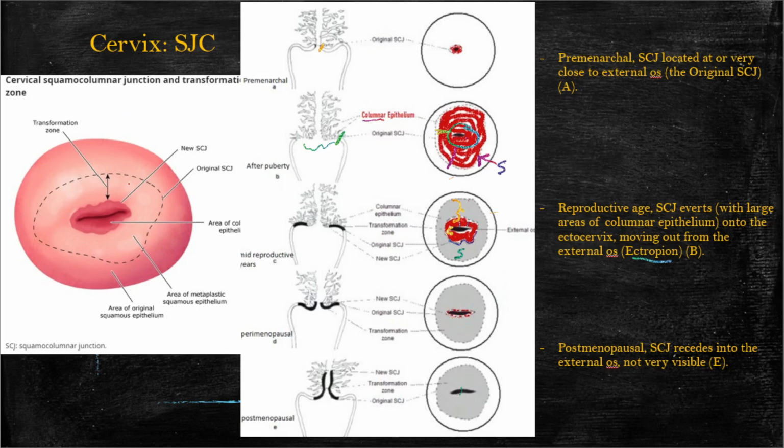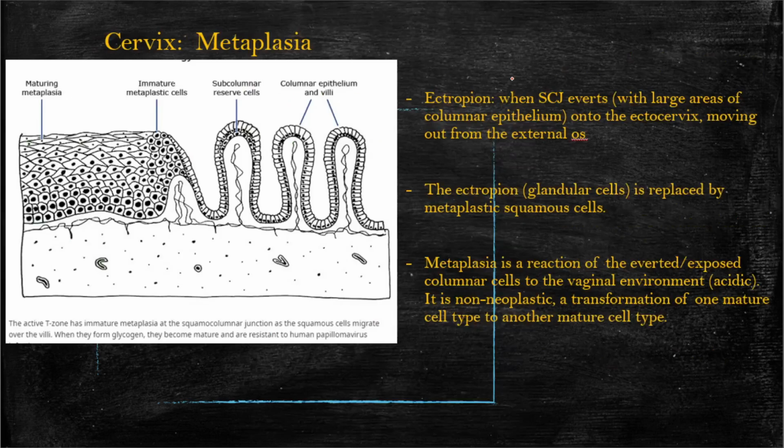So again, here we just have a bit of a schema that shows this, where this is the original squamocolumnar junction that has everted out the external os here with the glandular cells, and as this metaplasia has happened, these squamous cells kind of marching in towards the os, replacing those glandular cells, creating a new squamocolumnar junction here, which we can see all the way around, and then this area here of the transformation zone. So the ectropion, when the squamocolumnar junction everts onto the ectocervix, moves out from the external os. The glandular cells are replaced by metaplastic squamous cells. So this is the metaplasia that we were talking about.